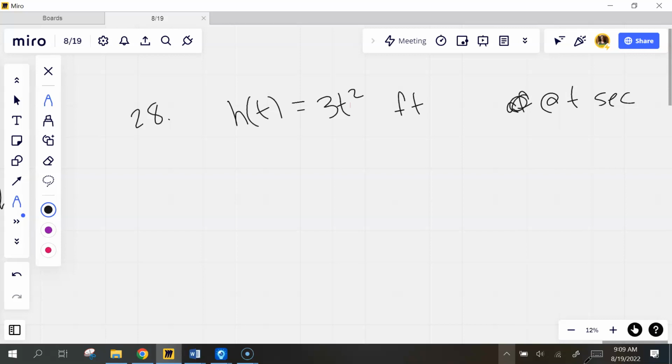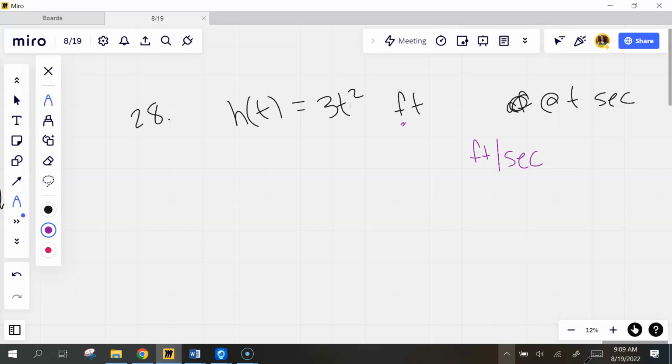How fast is the rocket climbing after 10 seconds? So we're talking about speed now. We could plug in 10 here, but all that's going to tell me is how high I am at 10 seconds. At 10 seconds, I'm 300 feet in the air. That's not telling me speed. The speed is going to be in feet per second, right? Do we agree?